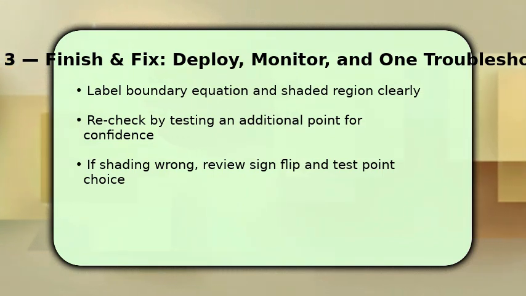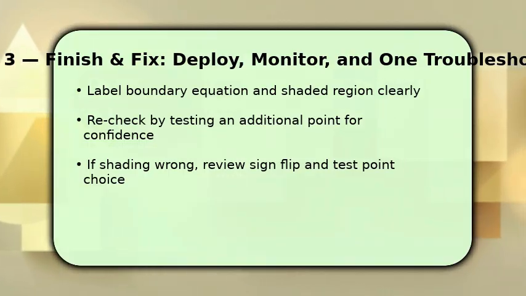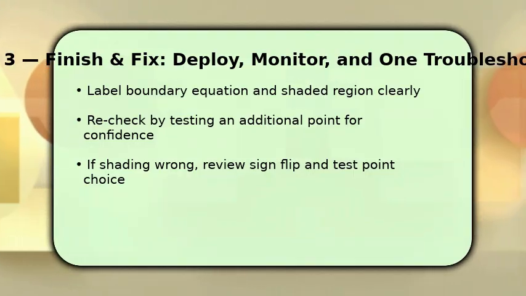This catches subtle errors. If the shaded region seems wrong, make sure you flip the sign when multiplying or dividing by a negative and that your test point was not on the line. Correct those, then redraw the boundary if needed.